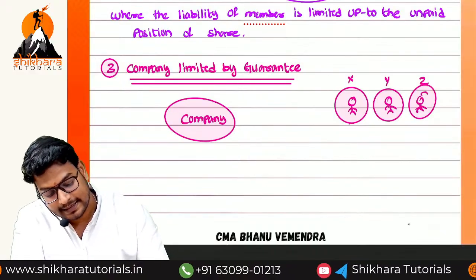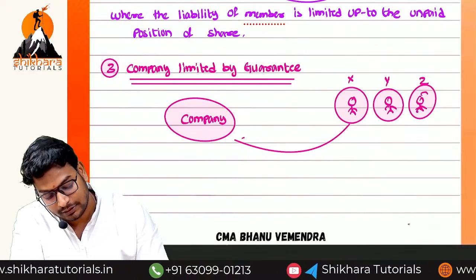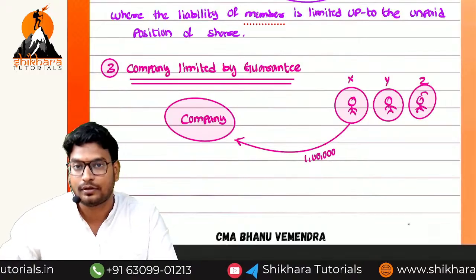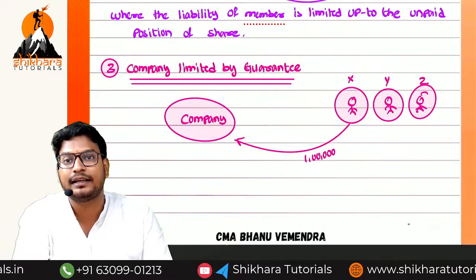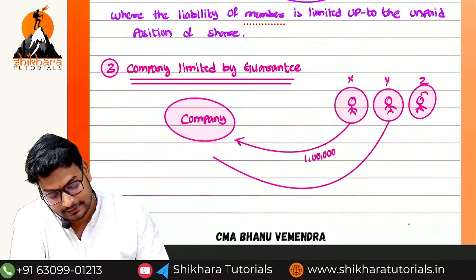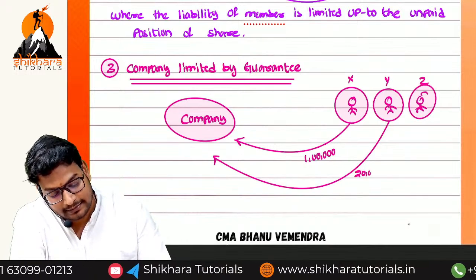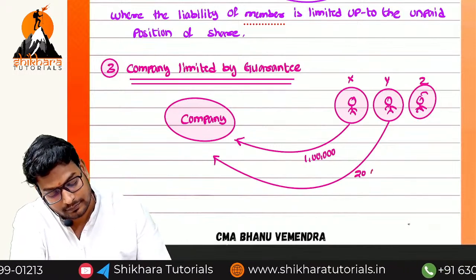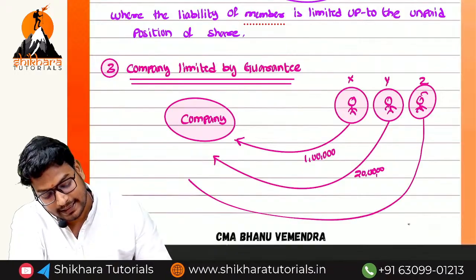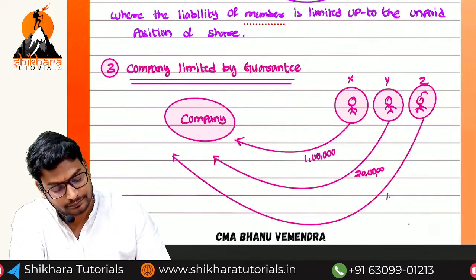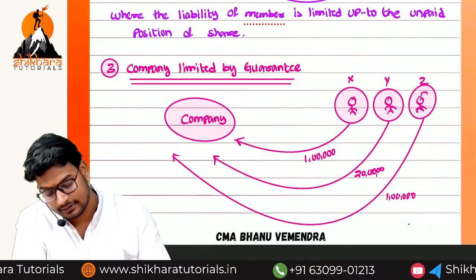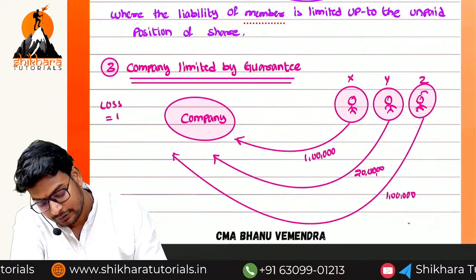Imagine X has given a guarantee up to the amount of 1 lakh. What is the meaning of guarantee? In the case of liability or losses, how much has he guaranteed? 1 lakh I will contribute from the company's point of view. Y has given a guarantee up to 2 lakhs, and Z has given a guarantee up to 1 lakh. Suddenly the company incurs losses. Imagine the loss is equal to 10 lakhs.